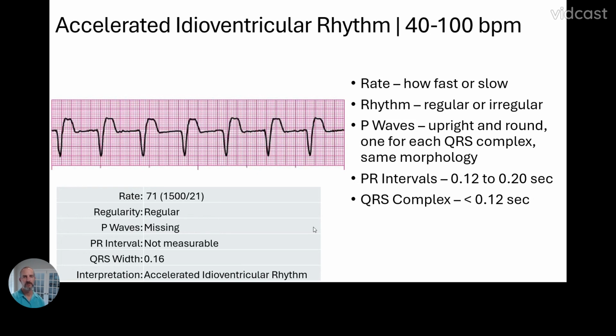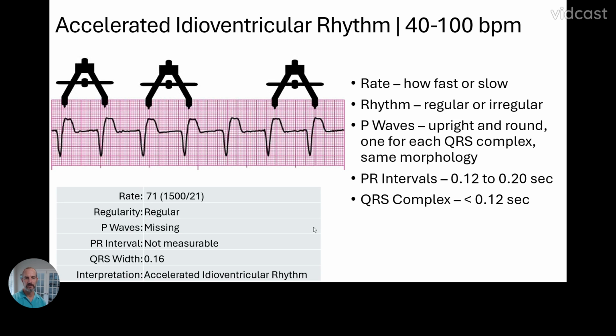So when we get into the next one, which is called accelerated idioventricular rhythm, we're talking about speeds of 40 to 100. So not tachycardia, but faster than what we would expect with an idioventricular rhythm. All right, so let's go through our 5 rules and measure our regularity. This is regular. In this case, these are all S waves, so you just pick the same point on each one. So you can see this. I'm picking the same point on each one of these with our calipers, and they all measure the same, about 21 boxes apart. So we have a rate of 71.